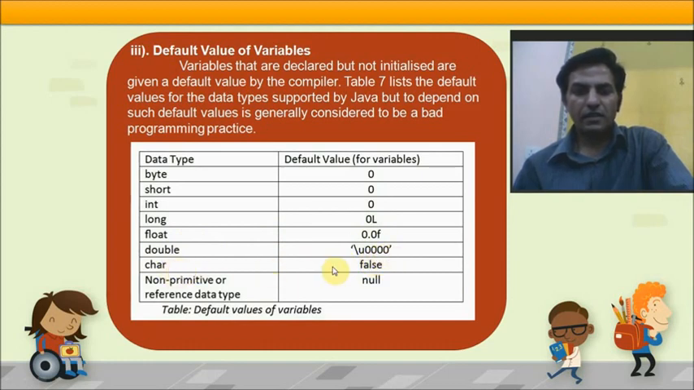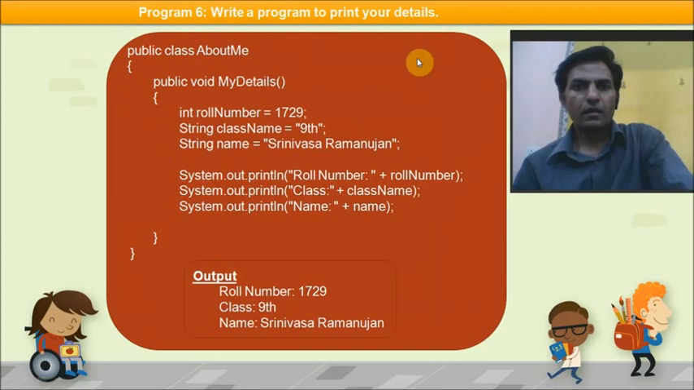Char, that is character, default value is false. Null primitive, that is non-primitive, default value is null. Non-primitive reference type is same, so their default value will be null.